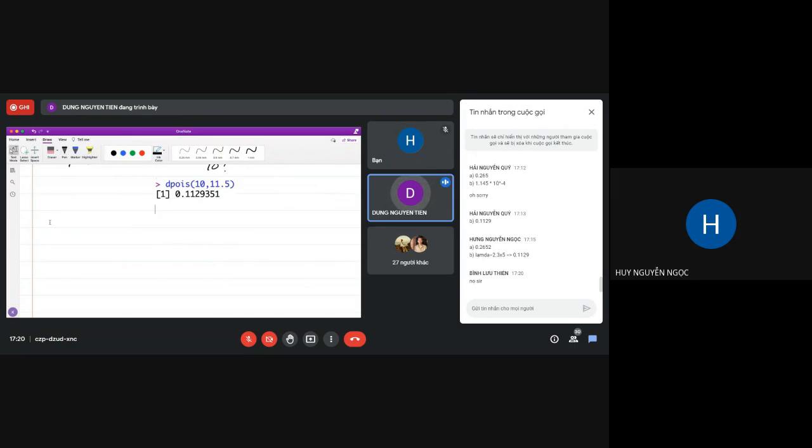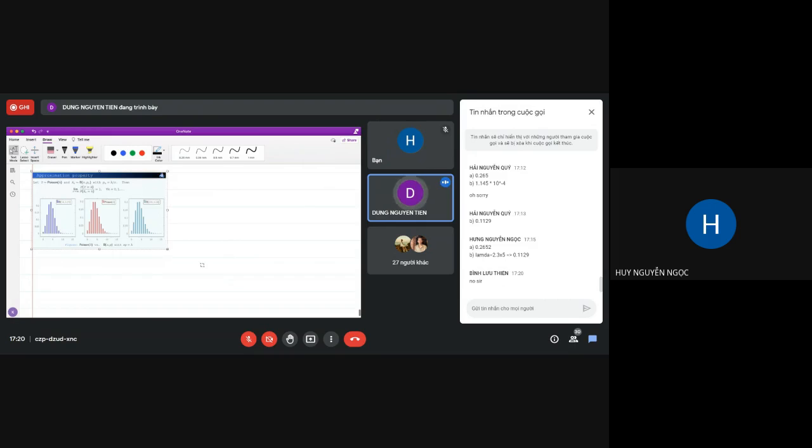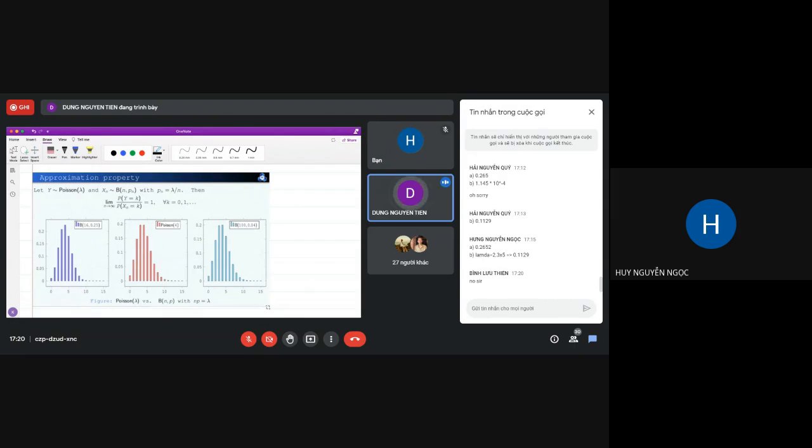Now I want to talk about the approximation property. On the screen, you can see 3 distributions, right? The first distribution is a binomial distribution with 2 parameters, n equals 16, p equals 25%. The second distribution is a Poisson distribution with the parameter lambda equals 4. The last distribution is another binomial distribution with the 2 parameters n equals 100, p equals 4%. You can check to see that the 3 distributions have the same mean value. They are all 4.